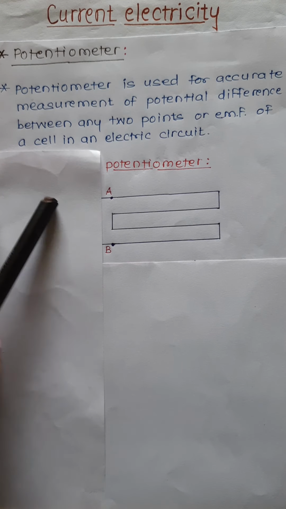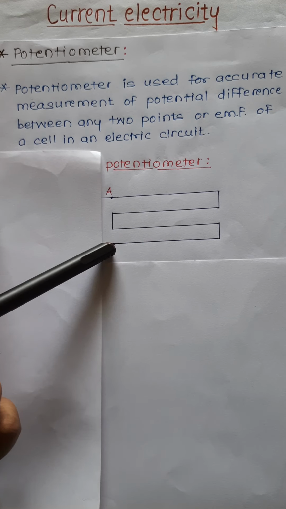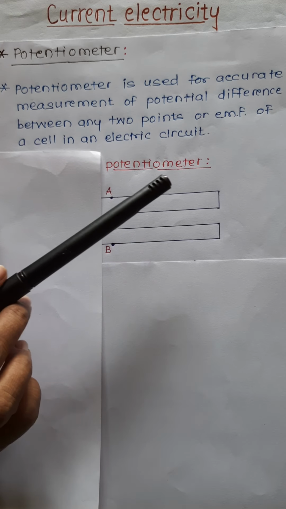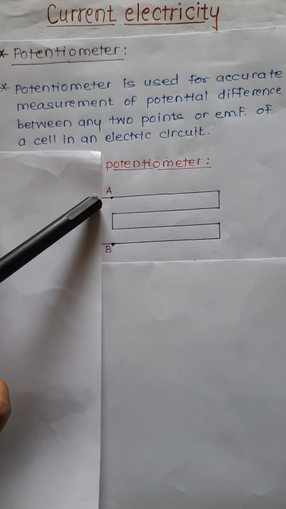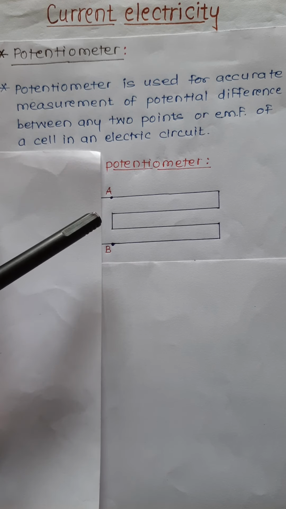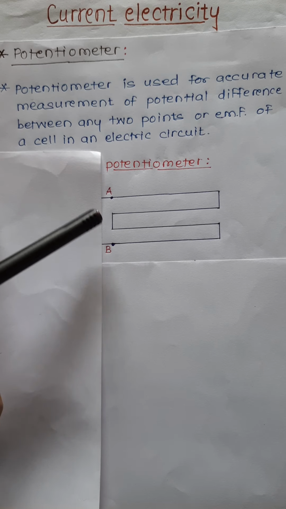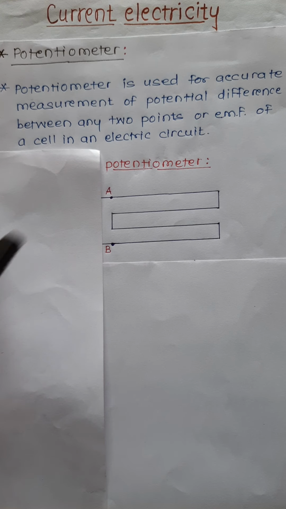Like this, see here, between point A and B potentiometer wire is fixed on a wooden board. Now meter scale is calibrated on that wooden board by which we can measure length of wire between any 2 points. So in practical lab जो हम लोग potentiometer use करते हैं उसमें length between A to B is 400 centimeter.